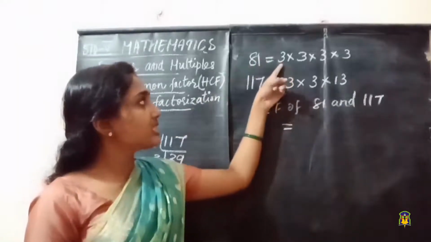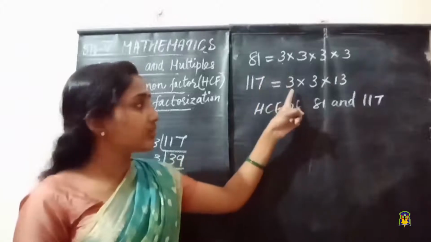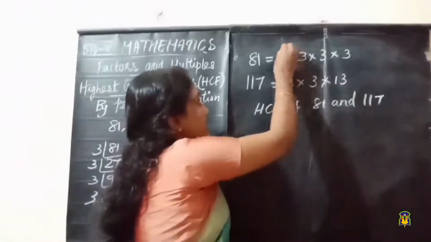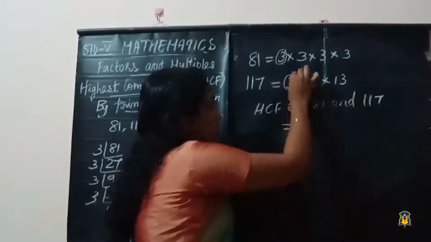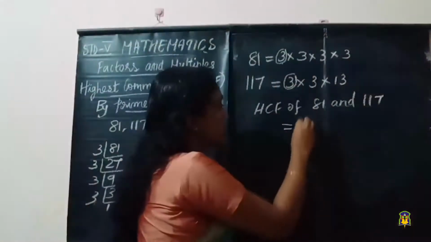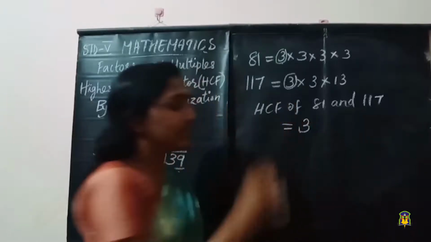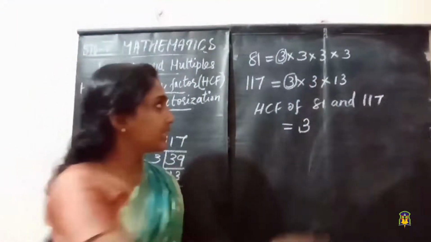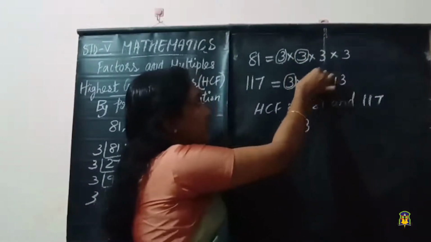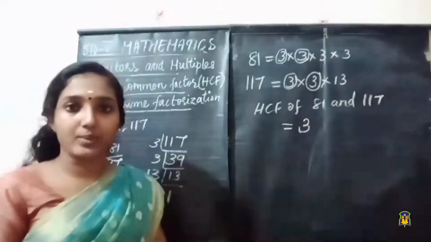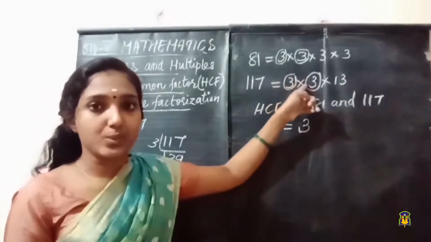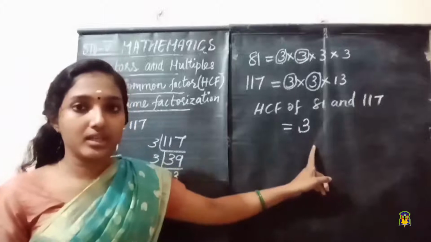First there is a 3 in 81, and for this 3 we can find another 3 in 117, right? So it is a common one. This 3 is common, and also this one. In 81 there is a 3, and corresponding to that in 117 we find a 3. So we write that 3 here. And there is one more 3 in 81, and we can find another 3 in 117 corresponding to that. So again this 3 is common in 81 and 117. We can circle it and write it down here in the HCF.